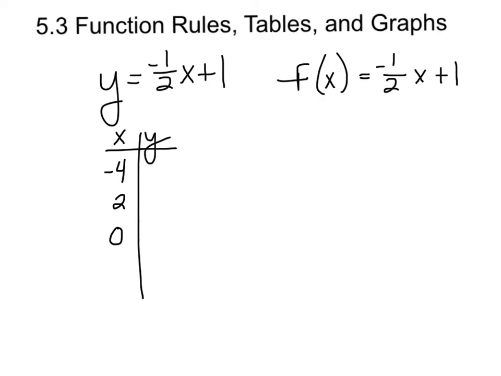If you plug that in, negative 1/2 times -4 gives you positive 2, and 2 plus 1 gives you 3. Now, if you plugged in 2, negative 1/2 times 2 is negative 1, plus 1 gives you 0. And then if you plugged in 0, you would get negative 1/2 times 0 plus 1, which would give you 1. So as ordered pairs, these would be (-4, 3), (0, 1), and (2, 0).